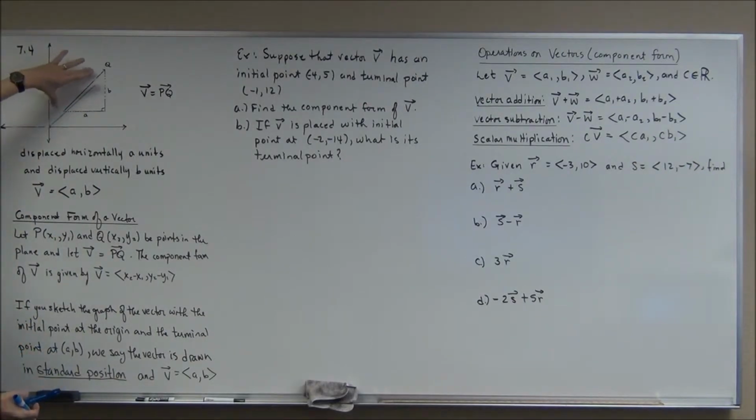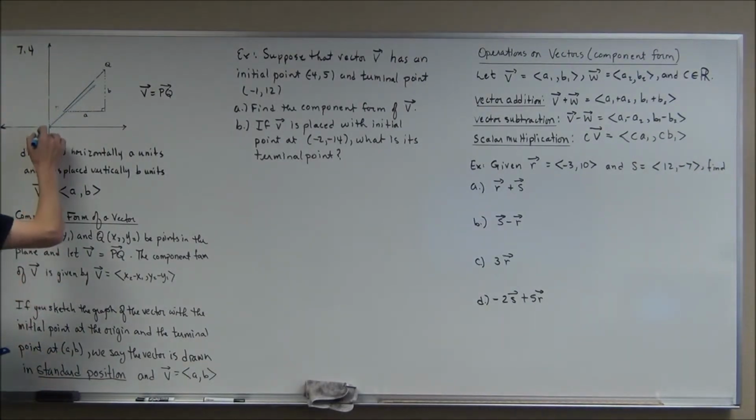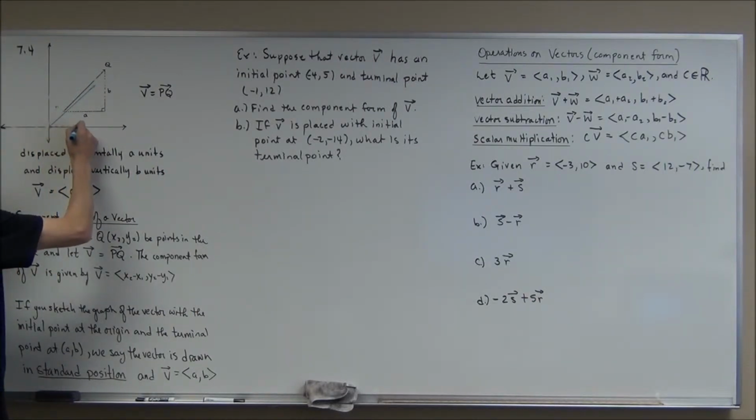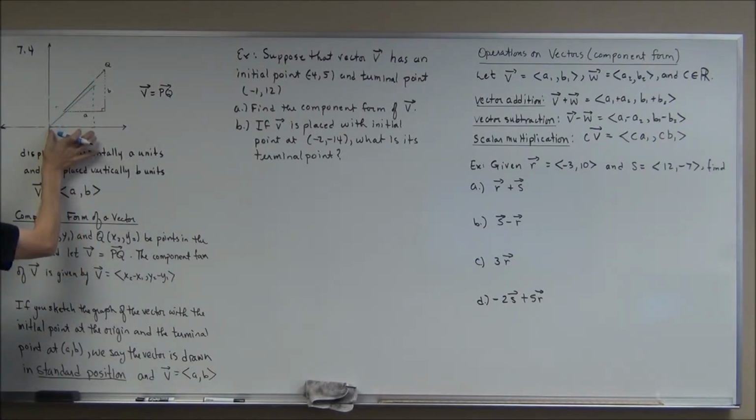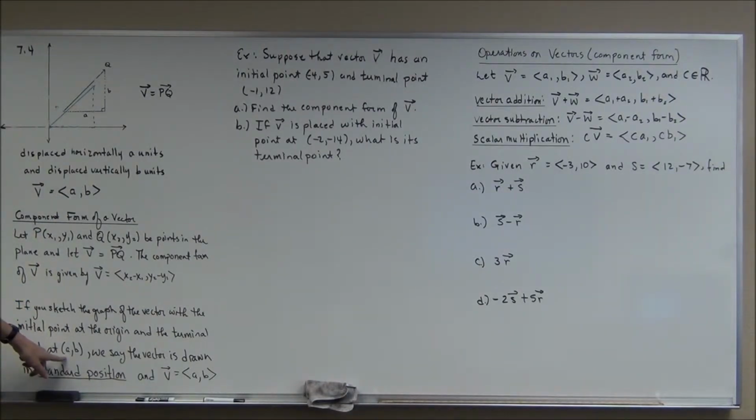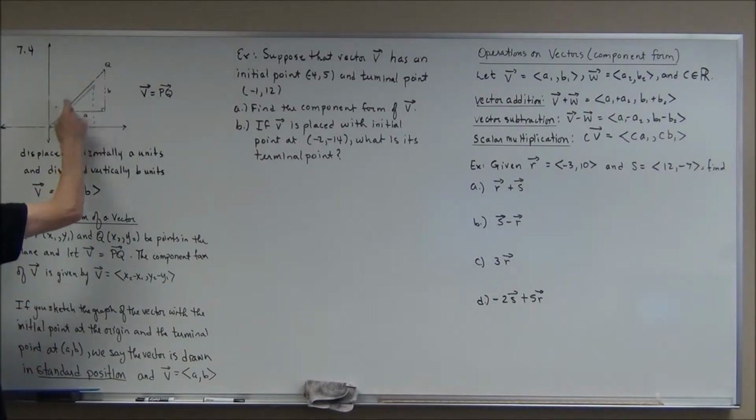If I rewrote this vector and moved it here so that the initial point is at (0, 0), and you're going a units to the right and b units upward, that is your horizontal displacement and vertical displacement, so that the terminal point is (a, b), then we say the vector is drawn in standard position. That means the initial point is at the origin, and the vector in component form is <a, b>, because it would be a minus 0, b minus 0. So let's try an example.